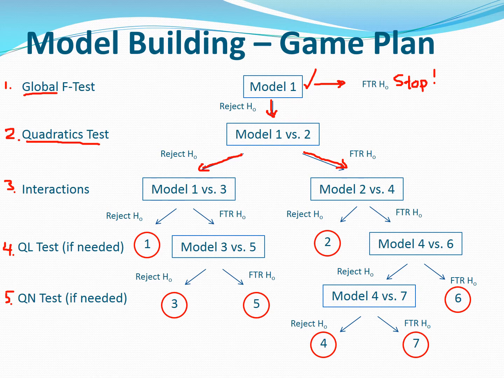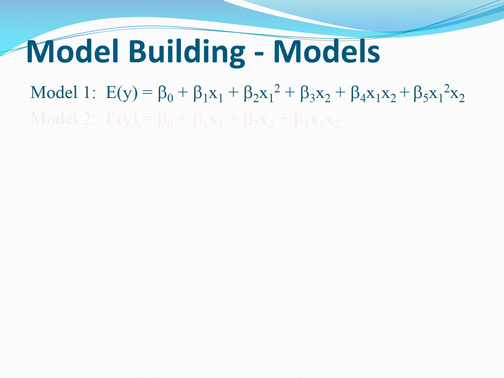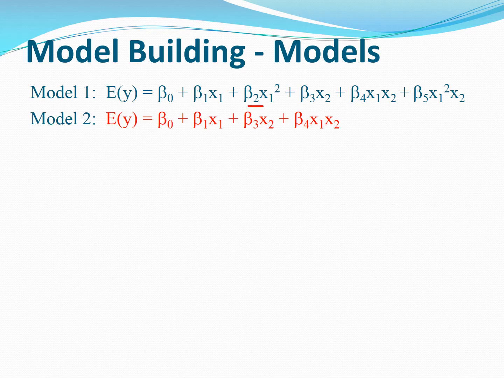Now, if you watched my testing the model videos, this is the example I went through. I said, here's model 1, let's do the quadratics test, but let's go to the next slide and take a look. There's model 1, and we're saying in model 1, we want to test the quadratic part of model 1. We want to test to see if the x1 squared, x2 squared terms are useful. That's why we specify that beta 2 and beta 5 are equal to 0. That's what the null hypothesis for the quadratics test would be.